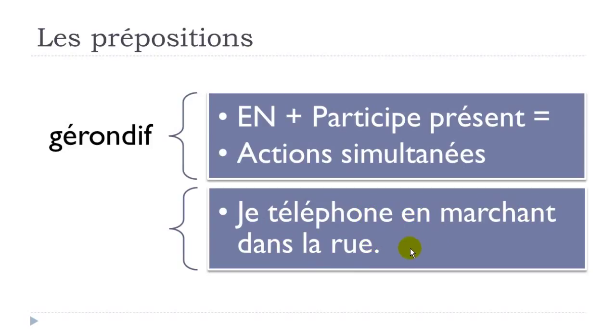So in that structure, you want to introduce the fact that you are making a phone call, you are calling someone, and at the same time, you are walking in the street. Okay? Je téléphone en marchant dans la rue. All right? So that's the technique we've got to express two actions that take place at the same time. It's this gerundive. Okay? And then we construct this gerundive with the preposition en.